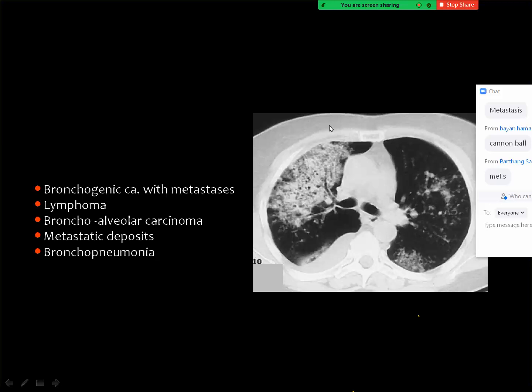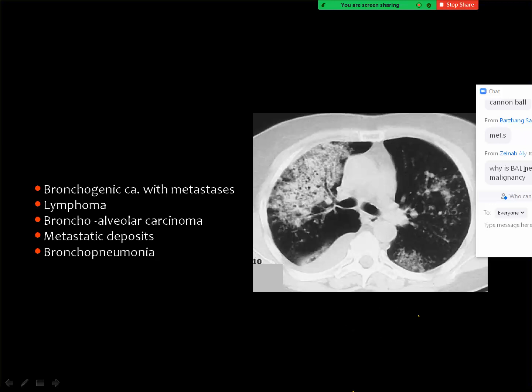Then whenever you are confronted by an appearance like this, which includes a consolidation, and in the same lung or in the opposite lung you get some of the nodules, these nodules are the precursor of this consolidation and this one. And this is one of the signs that help you to predict the possibility of bronchoalveolar carcinoma.